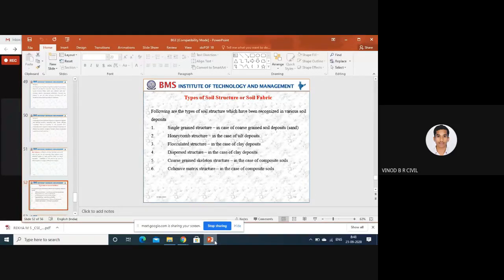You know what the different types of soil structure are, but they will twist the question. They may ask about different types of soil fabric, or define soil fabric or define soil structure. Both are the same. Single grain structure: in the case of a coarse grain soil deposit, we call it sand. Single grain structure is nothing but sand.